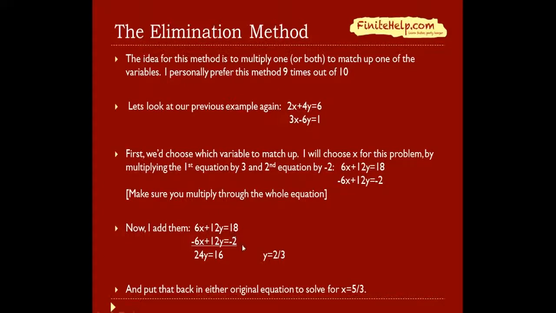Now that I've matched up the x, I simply add these two equations, and the 6x and -6x cancel out. Then I have 24y equals 16, and dividing by 24, I have y equals 2/3 again. Now I can plug this 2/3 into either one of these equations and solve for x. And x comes out to be 5/3, which is the exact same answer as we got from the substitution method.